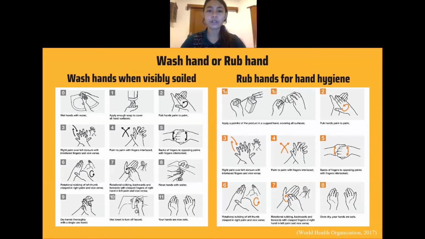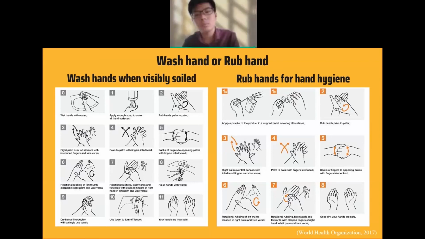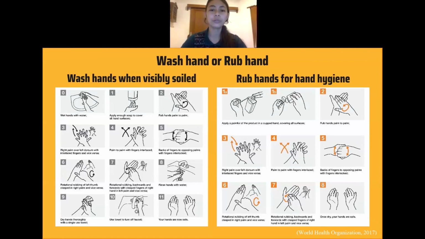So to correctly wash your hands, firstly wet your hands with water and take a generous amount of soap to cover all hand surfaces. For the hand rub technique, apply a palmful of alcohol-based hand rub. The remaining steps can be used to do both the hand wash and the hand rub correctly. Start by rubbing your hands palm to palm. After that, rub your right palm over left dorsum with interlaced fingers and vice versa.